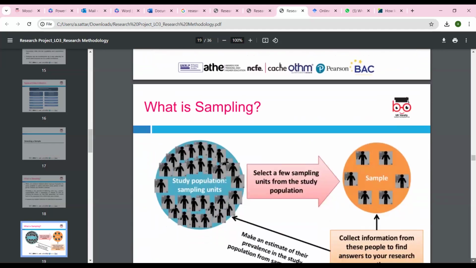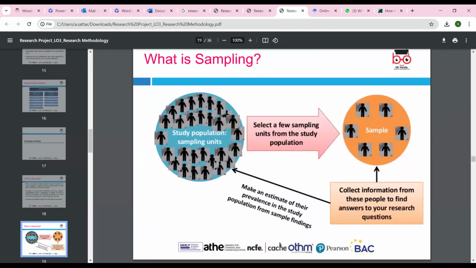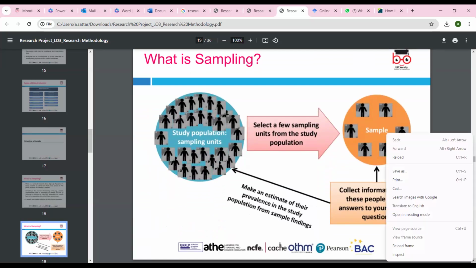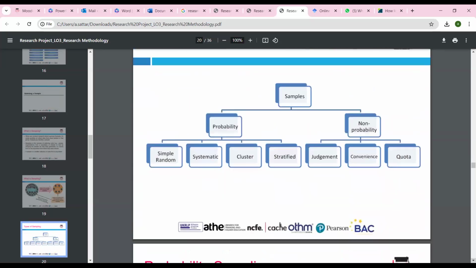So what is sampling? We can look at census and sampling: collecting information from these people to find the answer to the research questions. Selecting a few sample units from the study population lets us estimate the prevalence in the population. So we don't look at the whole population; we can pick a small unit. It can be random, it can be probability sampling, or different types of sampling.